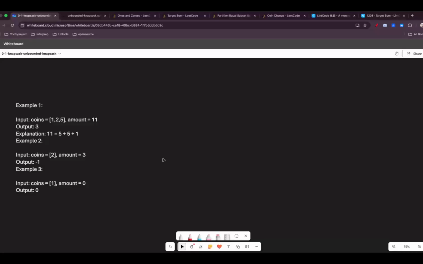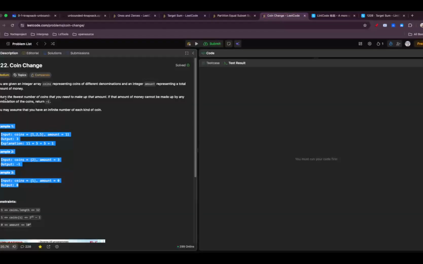Okay, they told us that we can use each coin infinitely, and we need to complete this target amount, that is 11. Which means our knapsack capacity is 11. And one more thing they have given: they want us to return the fewest number of coins, the minimum number of coins you need to make up that amount, that is this 11. If that amount of money cannot be made up, then return -1.